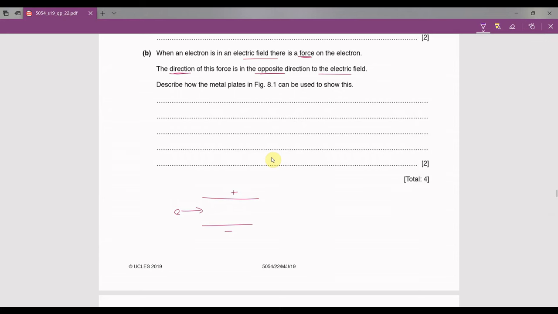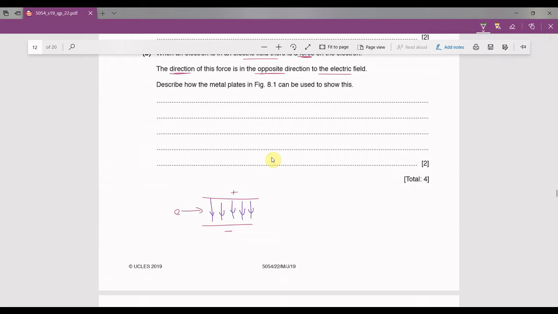So first of all, you need to remember what you consider as the direction of the electric field. The direction of the electric field is always from positive to negative. So the electric field lines are basically facing downwards, and we know when the electron passes through this field, it's going to be attracted upwards. Why? Because electron is negatively charged and it's going to be attracted by the positively charged plate and repelled by the negatively charged plate. So they're saying describe how the metal plates can be used to show this.